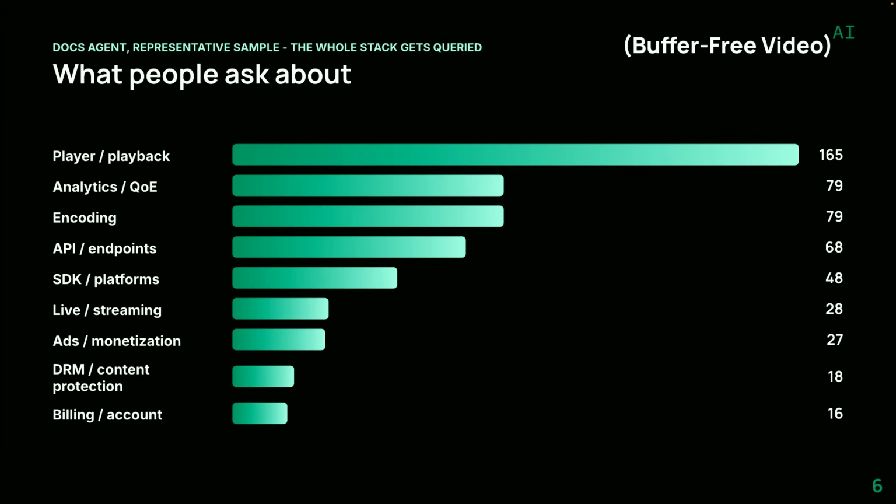Okay, this is just a sample of questions we saw in a week. Player leads by a wide margin, but the others get real volume too. And that's why one interface really matters. If we had built 8 separate bots, people and agents would have to know which one to ask. This way, they just ask.